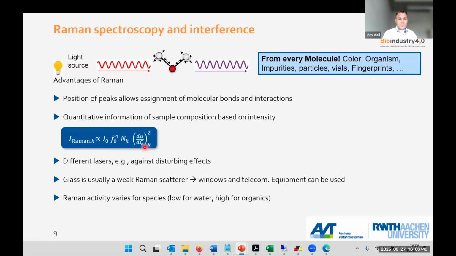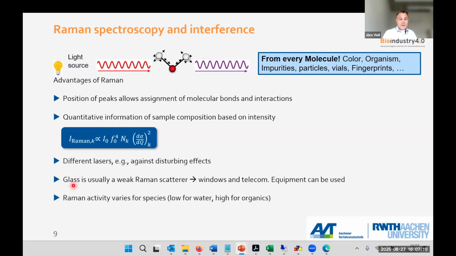and also the polarization, of course, depending on whether it's a weak or a strong Raman molecule. But in particular, this correlation between intensity and number of molecules we can make use of in the quantification. We can therefore choose different lasers, for instance, against disturbing effects.